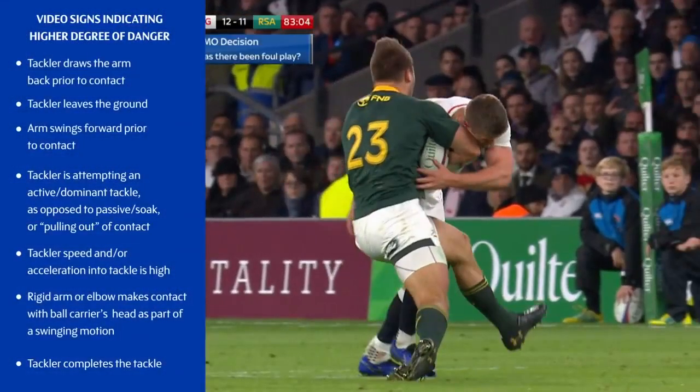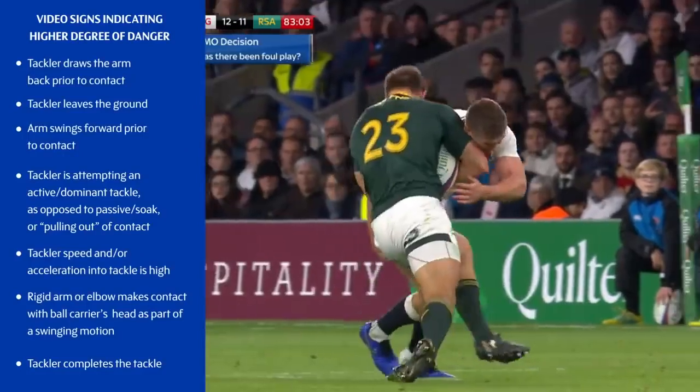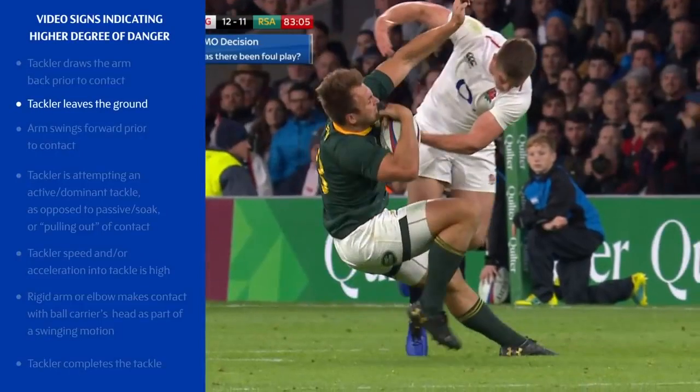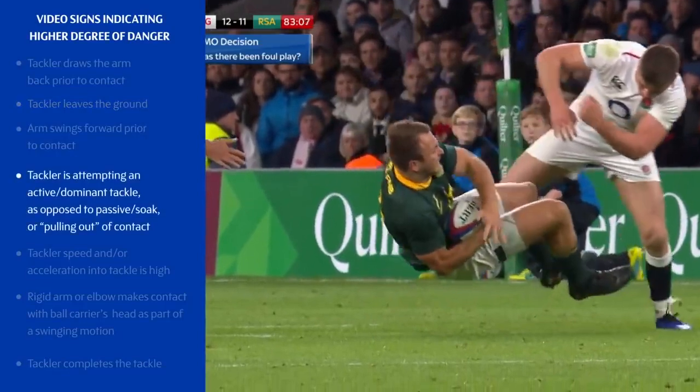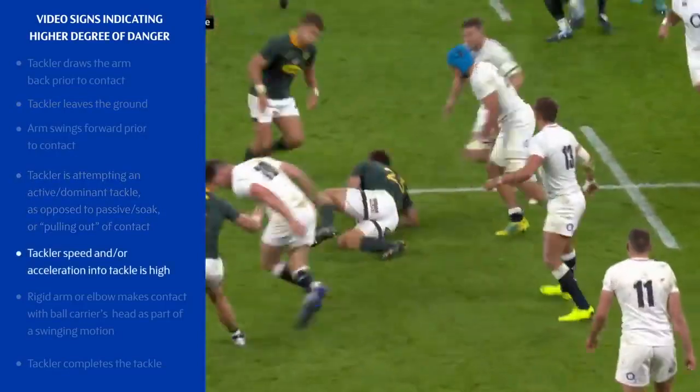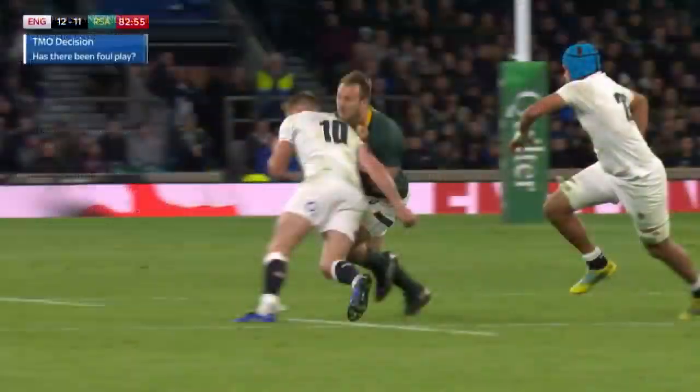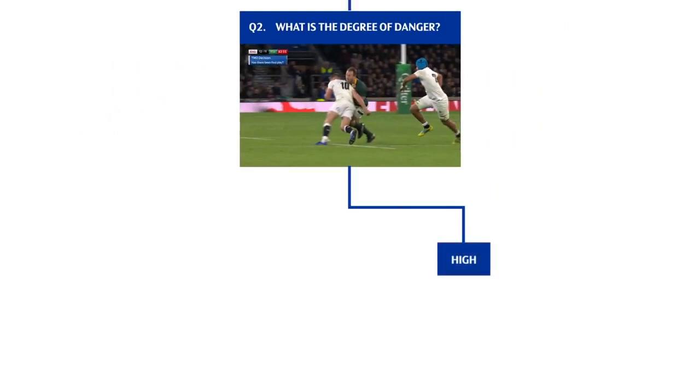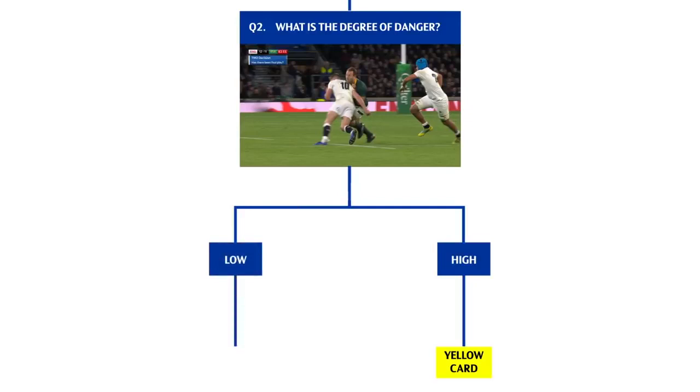Next, the officials must determine the degree of danger. In this example, there is a high degree of danger indicated by the tackler leaving the ground, a dominant tackle attempt, and both players at high speed. A high degree of danger without head or neck contact means the initial decision would be a yellow card. If the officials decide the degree of danger is low, the initial decision would be a penalty.